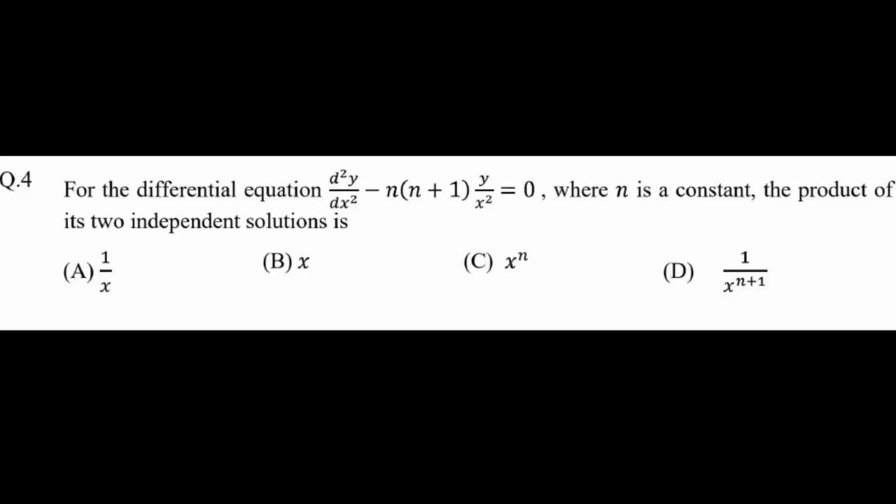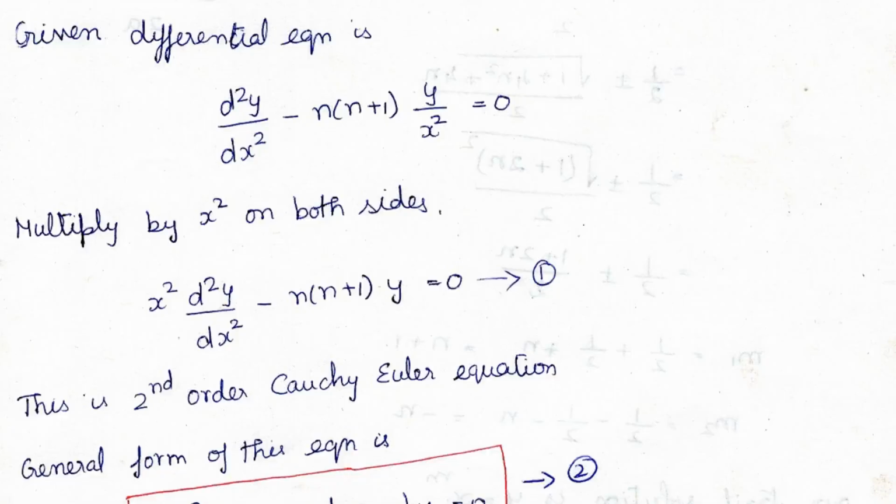of two independent solutions. First, we will write the given differential equation, that is d²y/dx² = n(n+1)y/x². Multiply by x² on both sides, we will get x² d²y/dx² − n(n+1)y = 0. We will take this equation as equation 1.